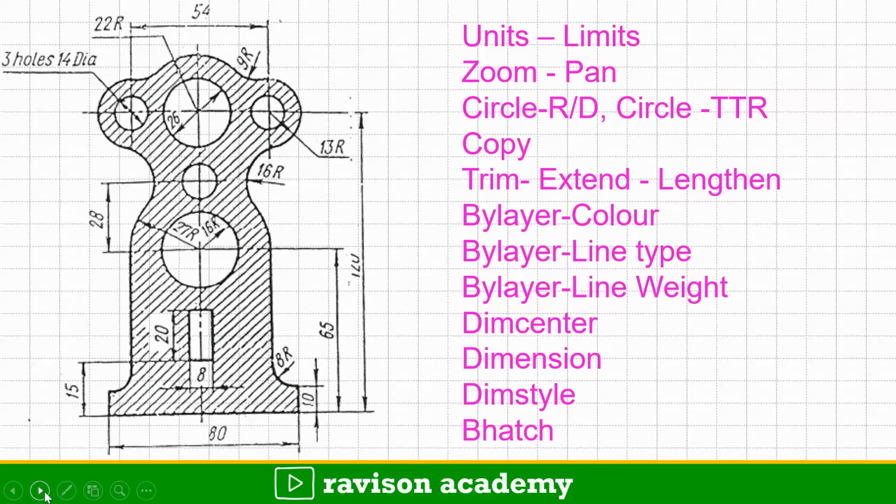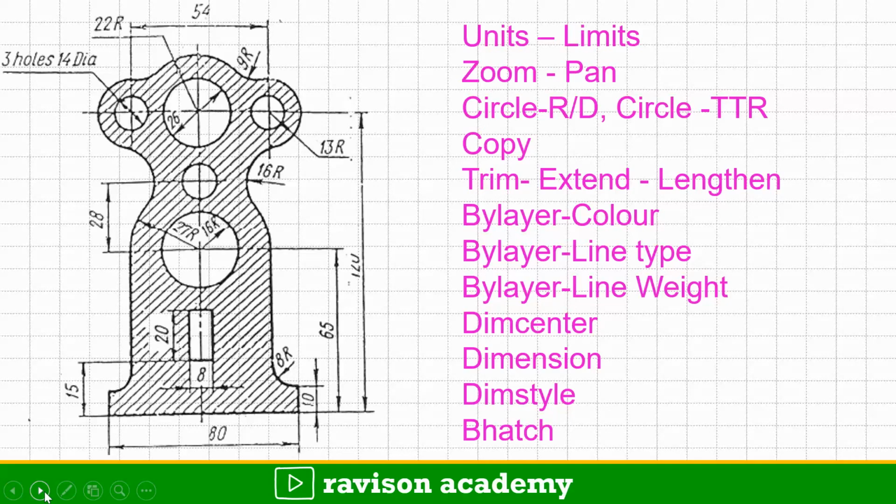So initially the units and limit commands are set. For our convenience, zoom command and pan command can be used. Circle using radius and diameter option, and circle using tangent and radius option should be used. Here we can see a lot of arcs. These arcs are connected between two arcs, three arcs. So we can use the circle with tangent radius.